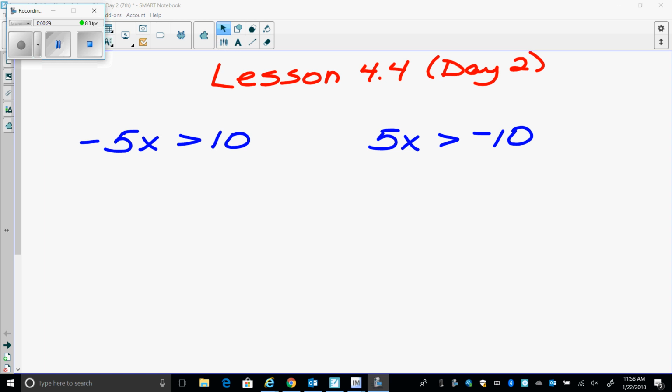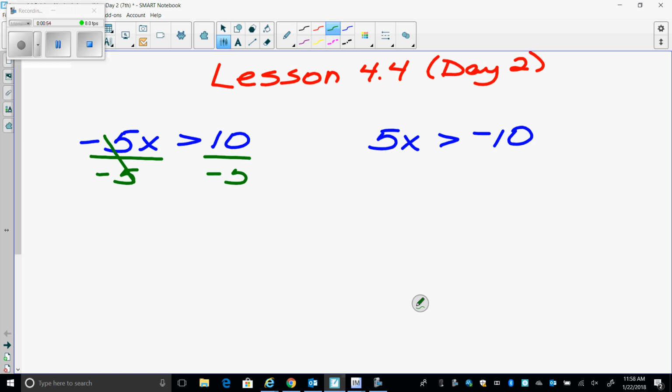If you look at the example I have to the left, we have negative 5x is greater than 10. Just as we did with algebraic equations, we need to get x by itself. So in order to get x by itself, we would divide both sides by negative 5. That's the inverse of multiplying by negative 5. Our negative 5's will cancel each other out. Whatever we do to one side, we have to do to the other. So we would bring down our x on the left-hand side. 10 divided by negative 5 gives us a negative 2.